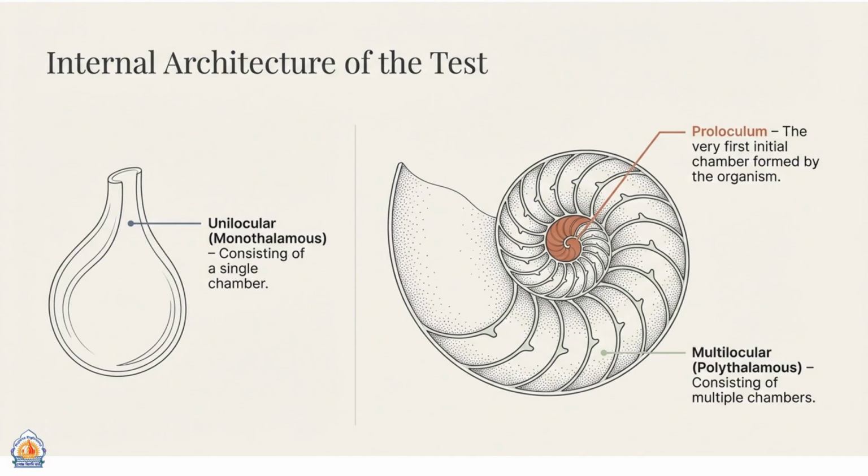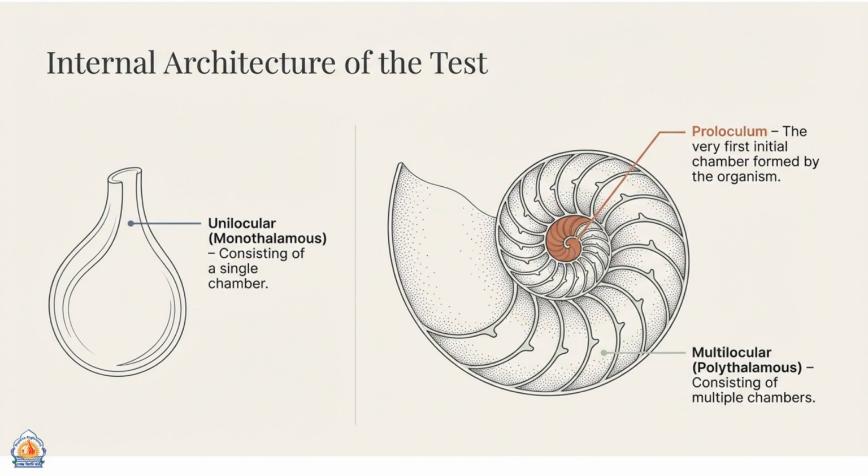Now let's talk about the test. Some forms have a single chamber and they are known as unilocular or monothalamous forms. Others have multi-chambers and they are known as multilocular or polythalamous forms. The very first chamber formed during growth is called proloculum, and additional chambers are added as the organism grows. This chambered structure is an important feature used in their identification and classification.